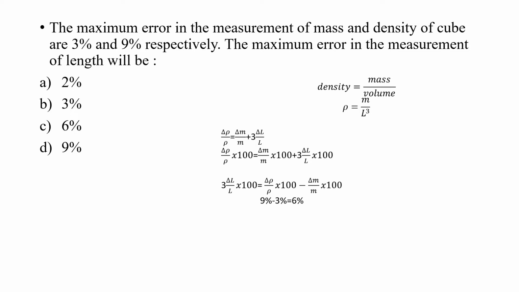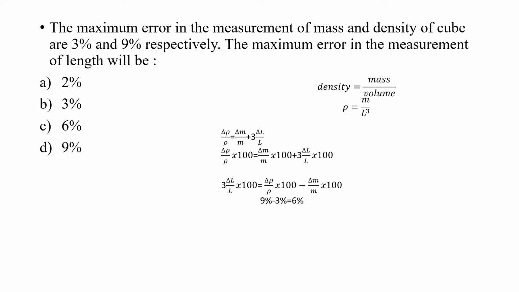Now in relative error, delta rho by rho is equal to delta m by m plus 3 into delta L by L. That is, mass is represented as m and volume as L cube. Since it is a cube, on writing the relative error, we will be writing 3 into delta L by L. On finding the percentage, we multiply the left hand term and right hand term with 100. That is, delta rho by rho into 100 is equal to delta m by m into 100 plus 3 into delta L by L into 100.